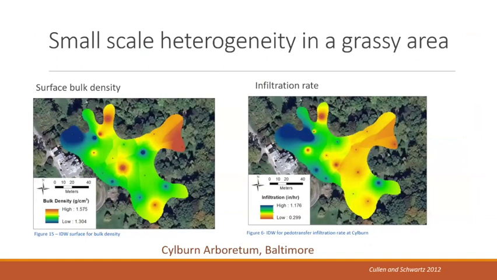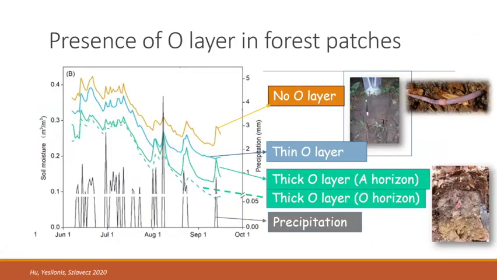Okay, so a few examples of how soil moisture varies. This is actually infiltration rate related to bulk density, at a very small scale, a 40-meter scale in a grassy area. This one is showing the importance of the O layer. I mentioned we have forest patches. Often they are very thick, we have a duff layer. Often we don't have anything. This is typical for our forest, and it's related to earthworm invasions. Earthworms are devouring the O layer and mixing it into the A horizon.